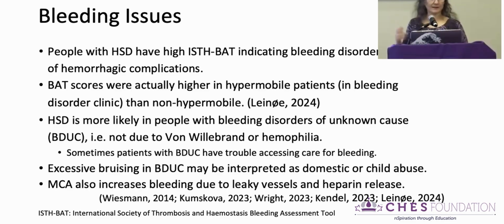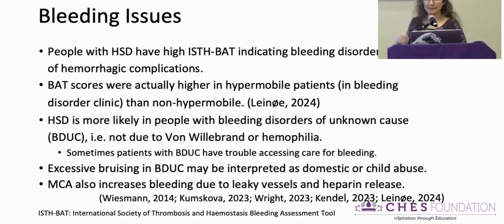If you do a BAT, the bleeding assessment tool, about 70% of people with hypermobility will score in that "yes, you have a bleeding disorder" level. So it's not just a minor complaint, but a significant problem. And people with hypermobility are more likely to fall into the bleeding disorders of unknown cause category, simply because they don't necessarily have von Willebrand's or hemophilia. It's all these other things that are contributing to the bleeding.